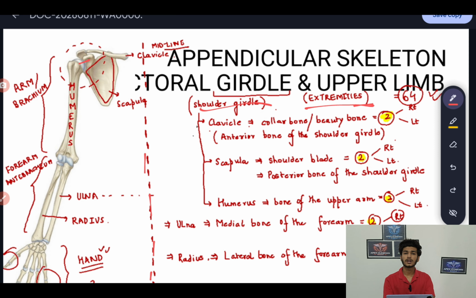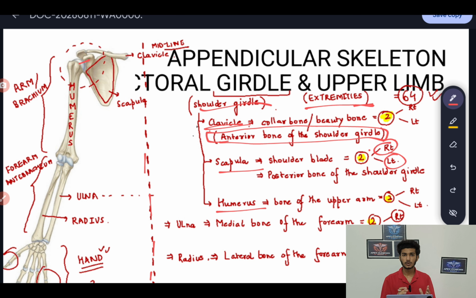And here you can tell that the girdle region is made up of three bones, that is the clavicle, scapula, and the humerus bone. The clavicle bone is also called the collarbone or the beauty bone because it is present on the anterior aspect of the shoulder girdle. Then you have another bone, that is the scapula. Scapula is present at the posterior region and is also called the shoulder blade. These bones are two in number. You can appreciate one on the right side and one on the left side.